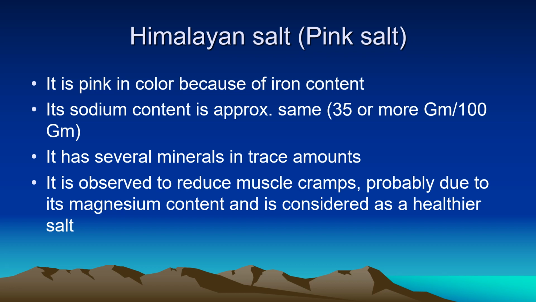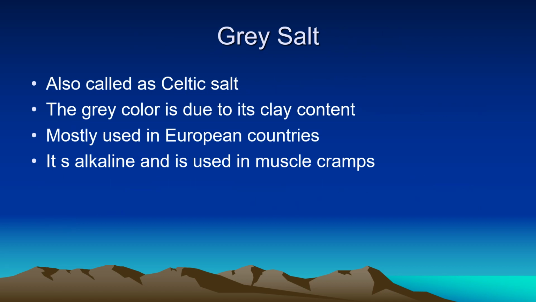Himalayan salt is pink, and the pink color is because of high iron content. Its sodium content is more or less the same, that is 35 grams per 100 grams, and other trace minerals are found in it. Over 40 trace minerals are found in it. It is said that it reduces muscle cramps, probably due to magnesium content. It is considered a healthier salt, although the evidence is lacking.